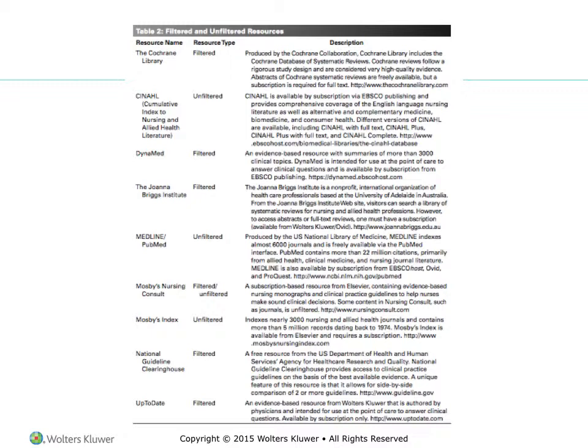And so the guidelines are produced after an evidence-based project. So after someone has looked at all the evidence, then they develop a clinical practice guideline. So they're filtered. You're going to be really looking at unfiltered resources because you're going to be going into databases. And so I don't want you to get too hung up on filtered and unfiltered. It's just another way to describe the kind of evidence that's out there.